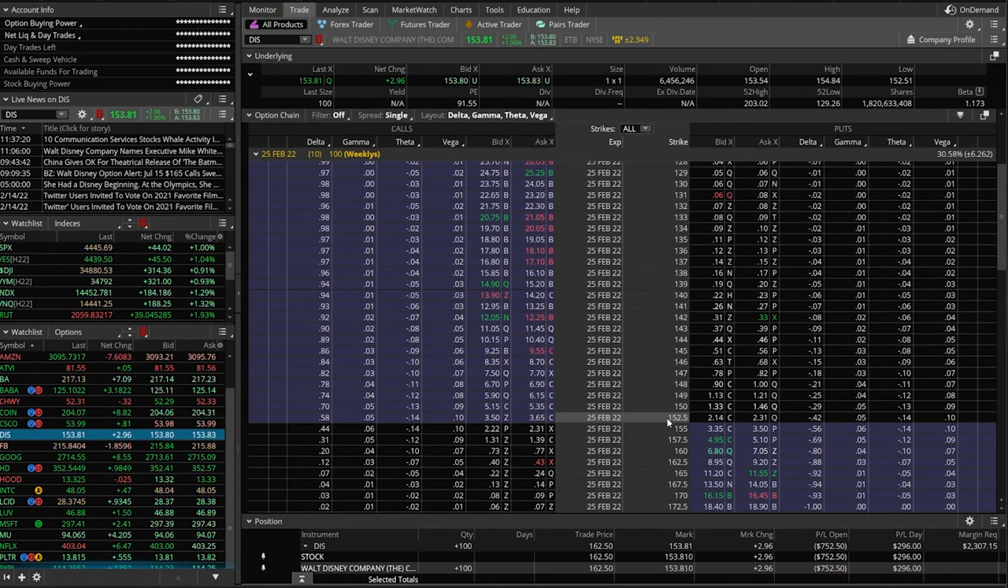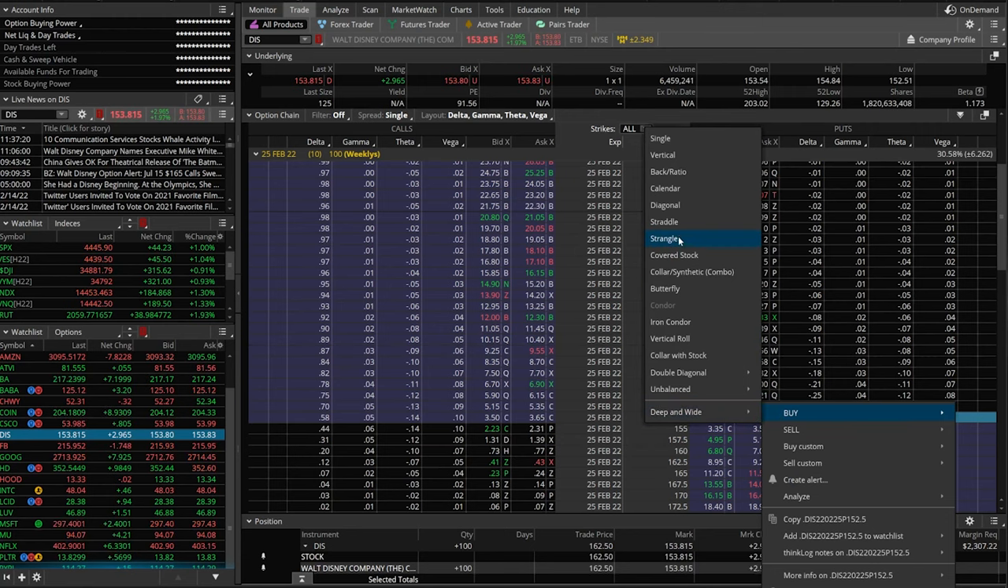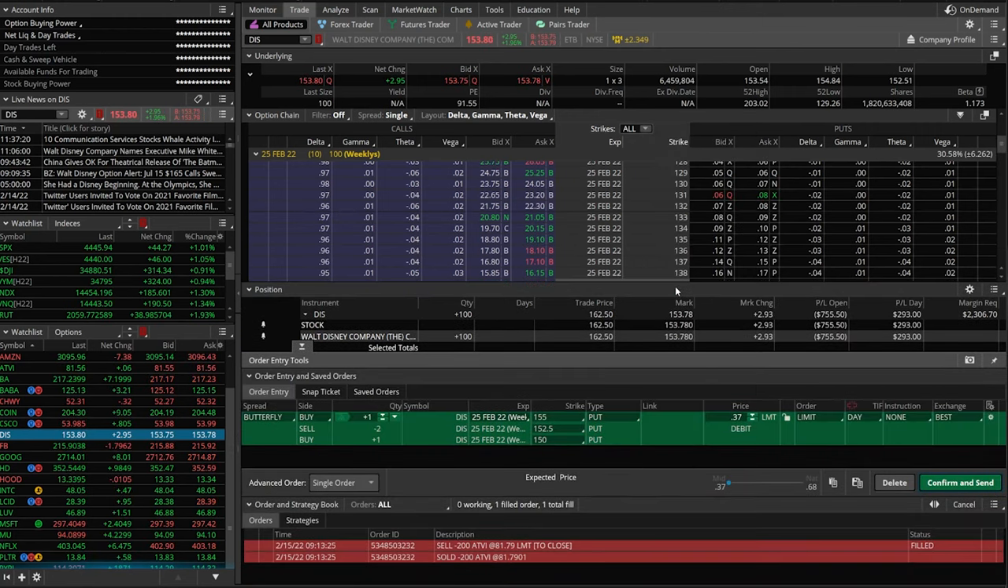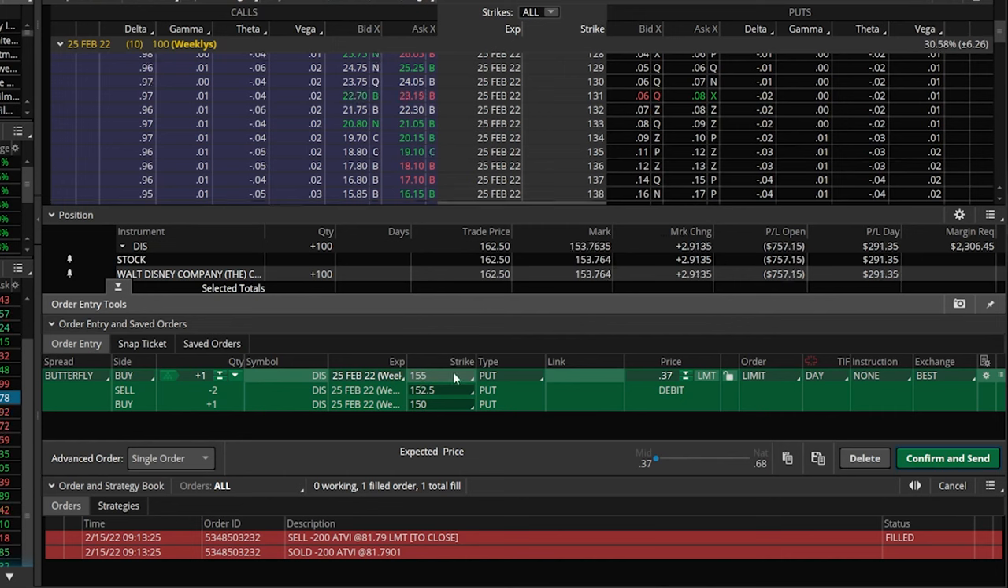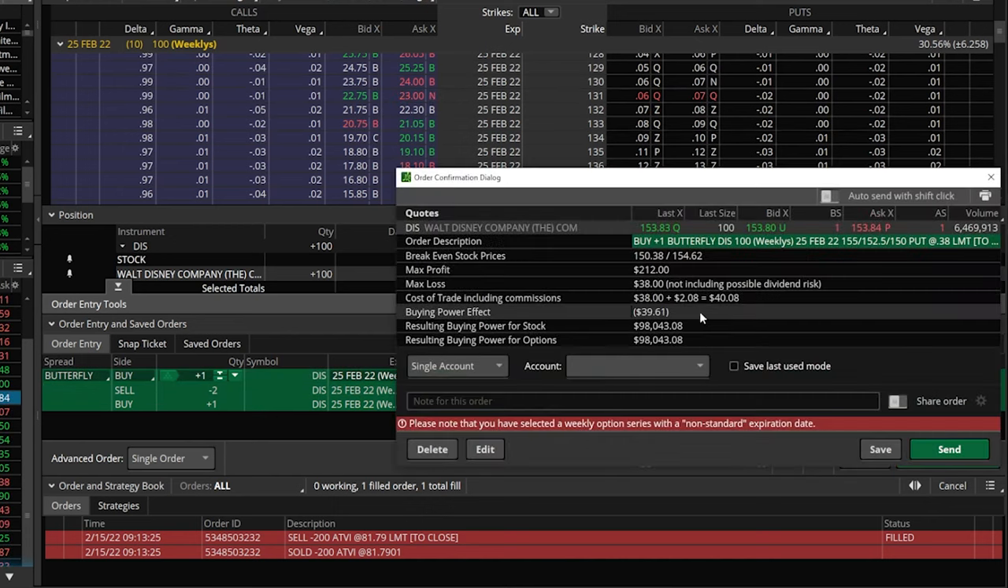So let's find the 152.5 puts again. We're going to go ahead and right-click on those at-the-money puts. We're going to say buy, and we're going to say butterfly once again. Just like before, you can see it defaults to going one strike out of the money on either side. But in our case, we're going to make this, let's say, 10 points wide. Now, the wider we make it, the more we're going to be paying, but that also increases our potential profit on this trade. So you can see right now the amount that we're risking is only 38 cents, but we could make a total of, let's see, 212 bucks if we're exactly right.